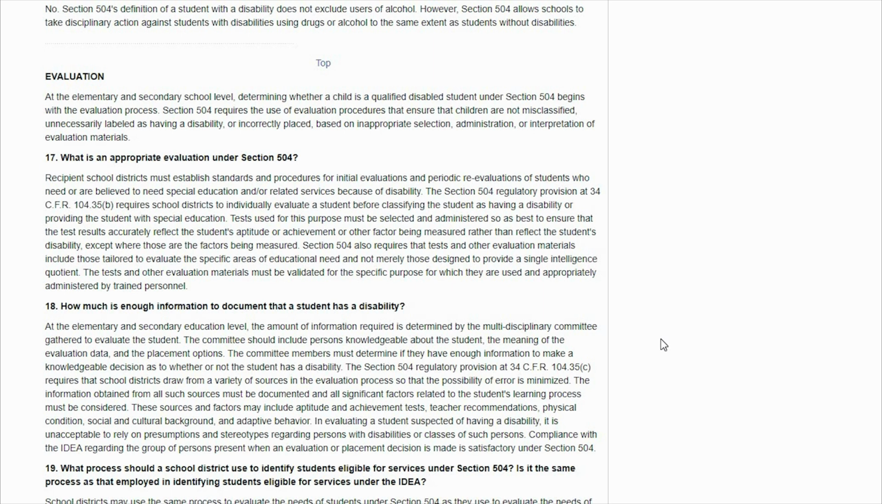Tests used for this purpose must be selected and administered so as best to ensure that the test results accurately reflect the student's aptitude or achievement or other factor being measured rather than reflect the student's disability, except where those are the factors being measured. Section 504 also requires that tests and other evaluation materials include those tailored to evaluate the specific areas of educational need, not merely those designed to provide a single intelligence quotient. The tests and other evaluation materials must be validated for the specific purpose for which they are used and appropriately administered by trained professionals. Okay.